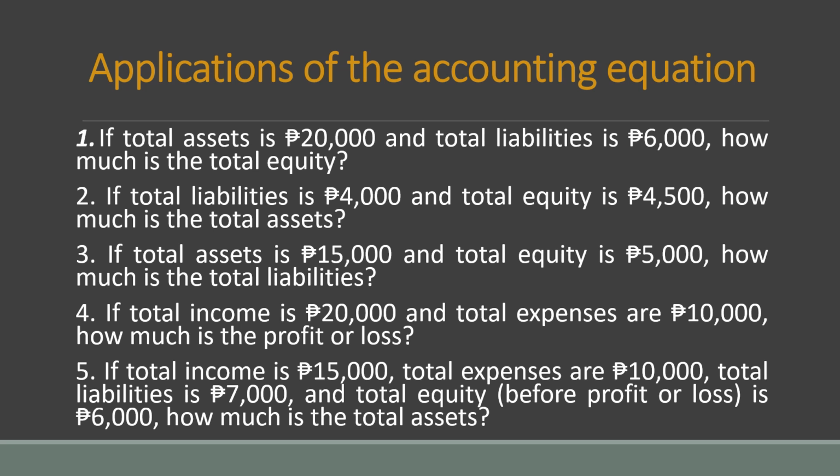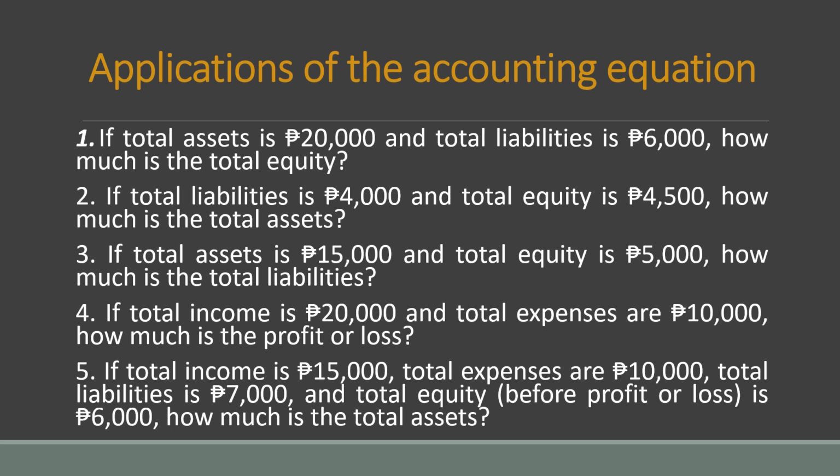So if total asset is 15,000, then the total liabilities in number 3 question is 10,000. So 10,000 plus 5,000, so total equity and total liabilities is 15,000, which is equal to total asset amounting to 15,000. So the answer to number 3 is 10,000. So the total liabilities is 10,000.